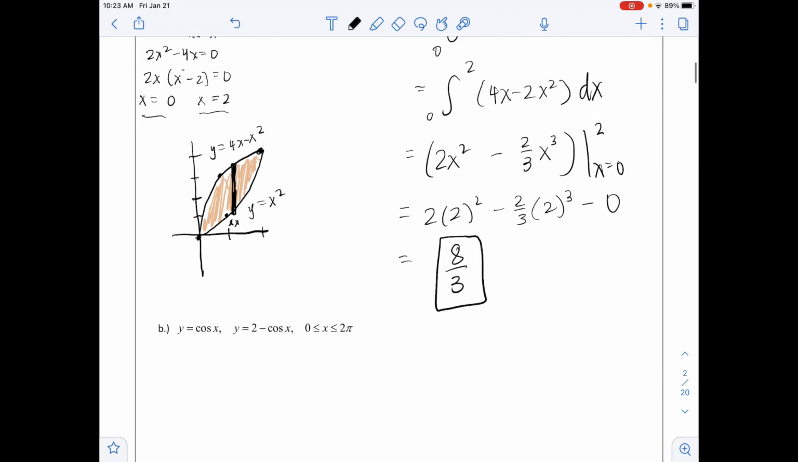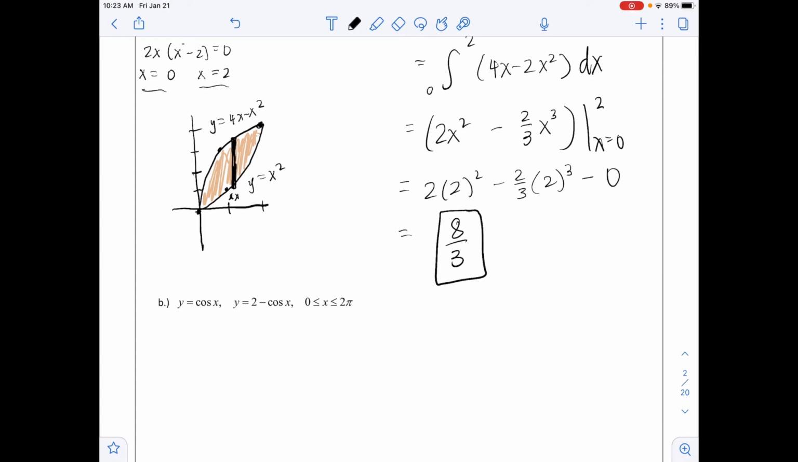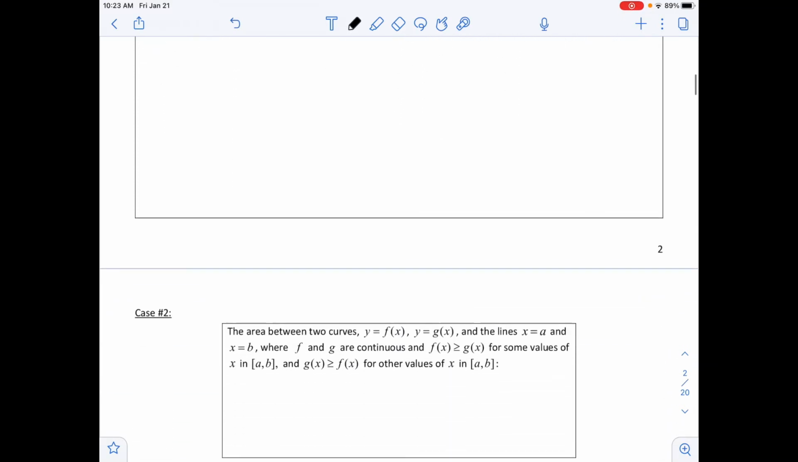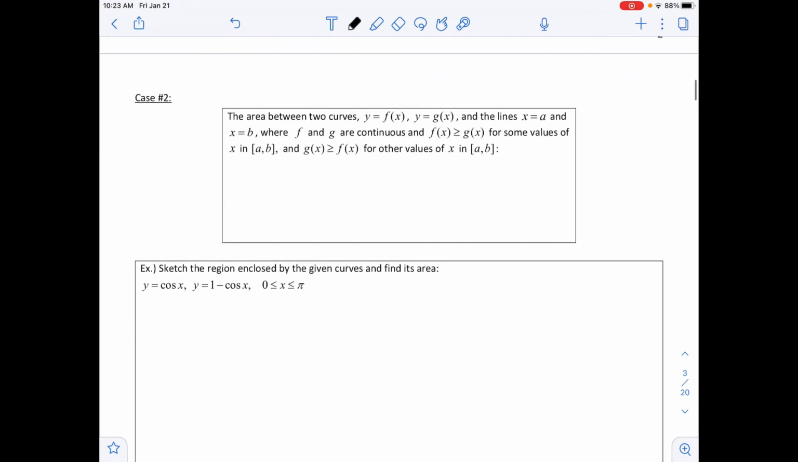There is a second part to this example, part B, that we're going to circle, and we're going to work on this one in class together. And then we get down to case 2, which is on the top of page 3.